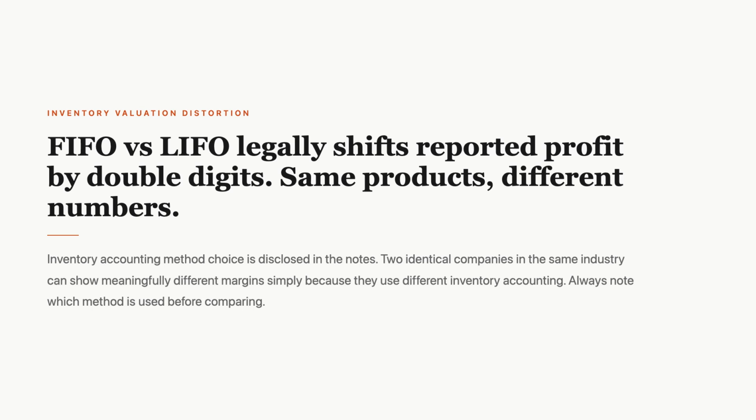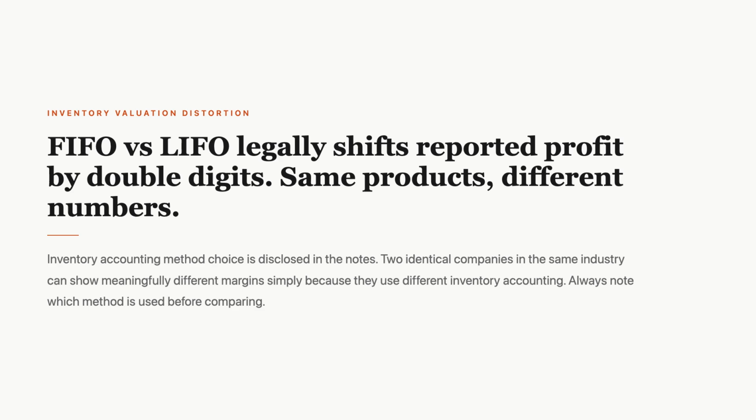But during periods of inflation, the method you choose can shift the reported profit figure by double digits, legally, disclosed in footnotes, and routinely missed by anyone reading only the summary numbers. Same products, same sales volume. Materially different reported results depending purely on the accounting election.